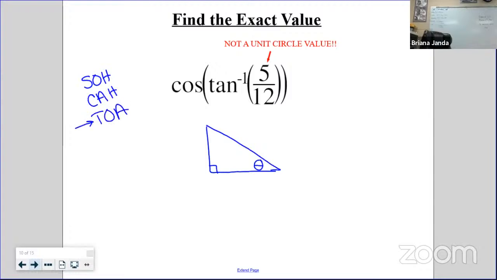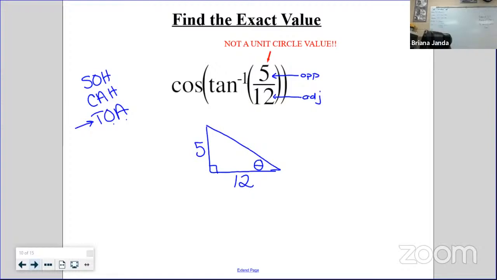Right now we're looking at tangent, and tangent is opposite over adjacent, which means this is our opposite side, and this is our adjacent side. And I can come down to my triangle and mark it that way. My opposite side is 5. My adjacent side is 12. Inverse tangent would tell me what theta is for that. But eventually we want the cosine of theta. Well, cosine of theta requires adjacent and hypotenuse.